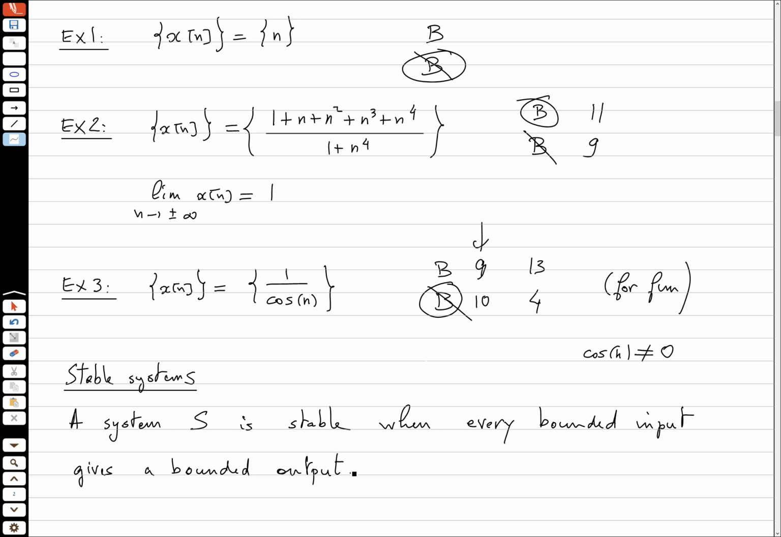When you see the statement, it looks like, whoa, what's the big deal, right? It's very easy to understand. Let me tell you, sometimes you think you understand it, but you don't. So, I repeat, a system is stable when every bounded input is guaranteed to give an output that is bounded.